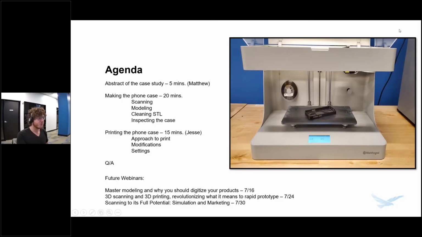So we're going to start off with just a quick little abstract about the case study itself, just the beginning to end, each individual step, kind of an explanation on what those steps are, what you would do during them. And then I'm actually going to go a little bit deeper into those individual steps. So I'm going to break down each one of those, the scanning process, the modeling process, how we go about cleaning that model, or I call it the STL, so that way it's ready for 3D printing, and then ending it off with an inspection of that case.